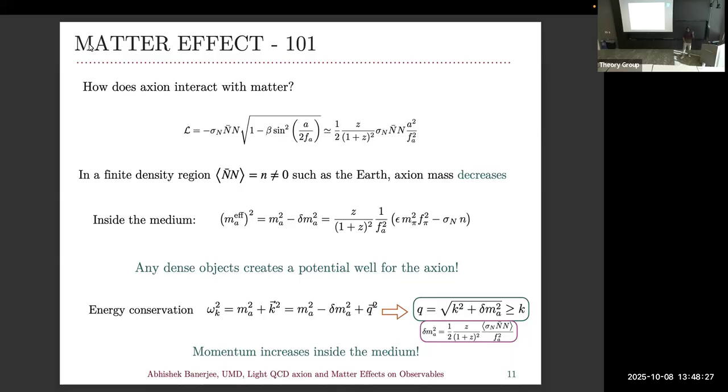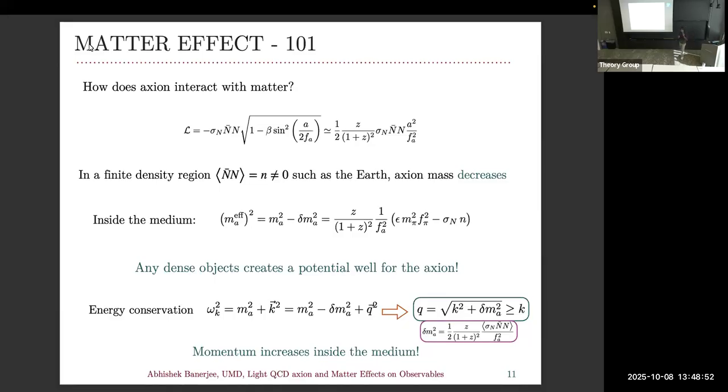Why? Because if you really think of the quark masses in a finite density region, the quarks are getting less massive, and I know that my axion mass depends on the quark mass. So again, this result, everyone knows it. It's all in front of us. But the physics is really that any dense object creates a potential for the axion. So that's the meaning: my mass is decreasing, so it's a potential well.